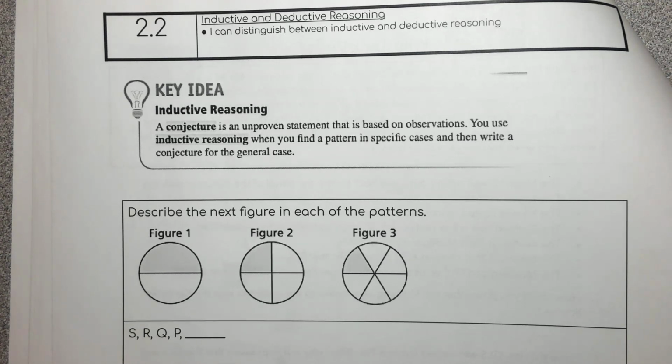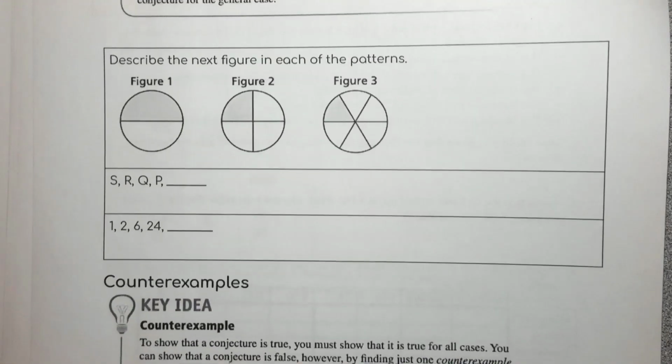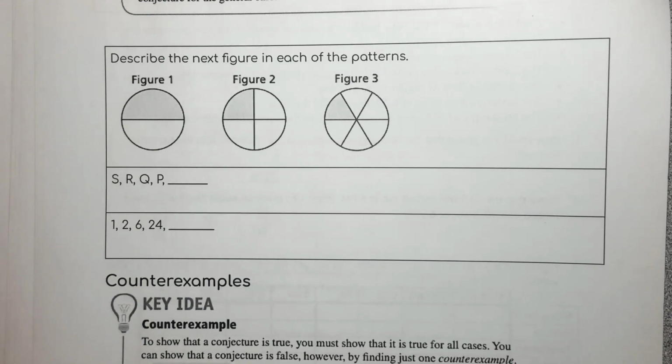You use inductive reasoning when you see a pattern in specific cases, and then you can write the conjecture for the general. So we're going to come up with an idea for what we think it is for the ones we see, usually a pattern, and then we're going to write what the rule would be for the rest. So to start us off, it says describe the next figure in each pattern.